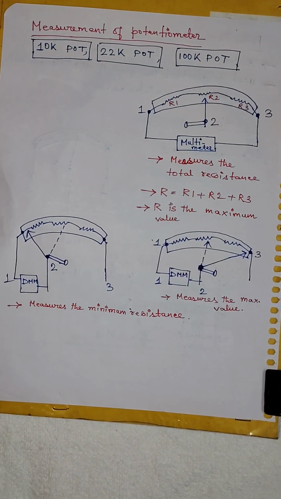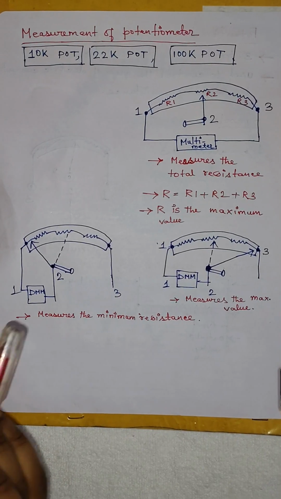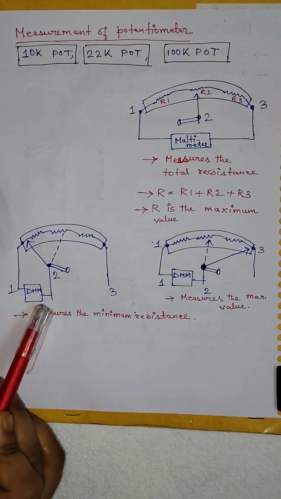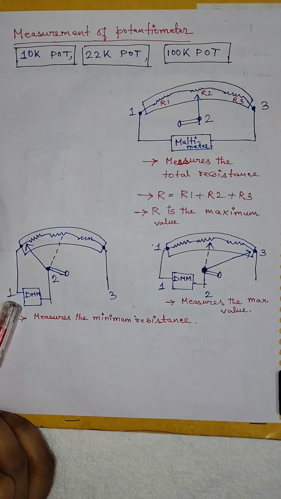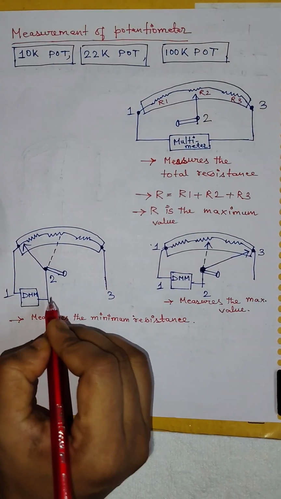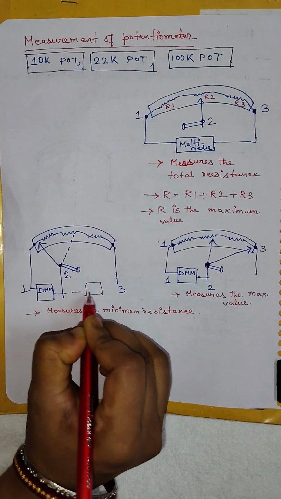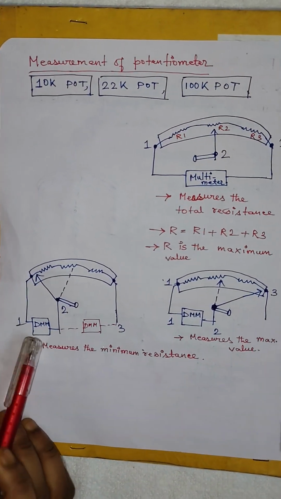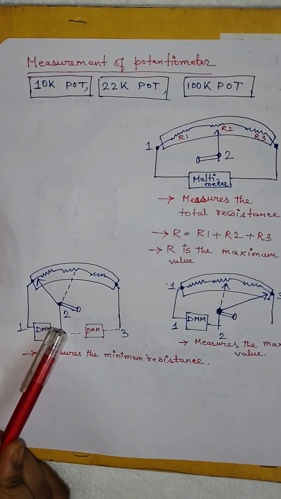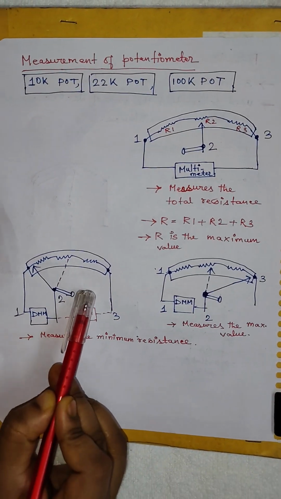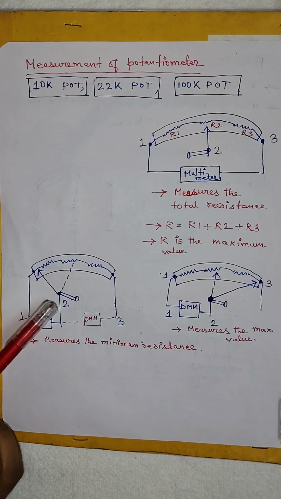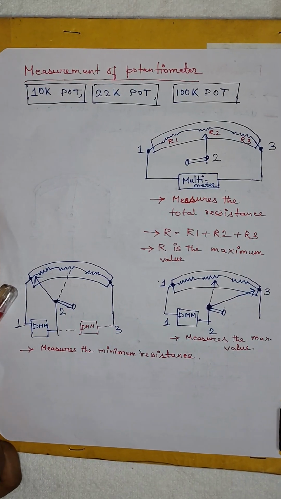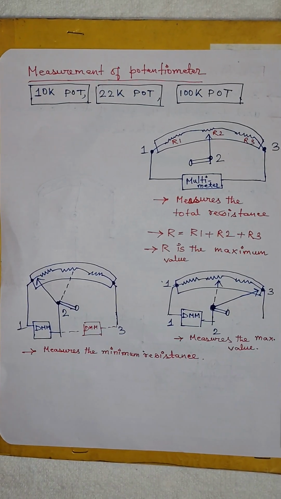Now if you want to measure the minimum resistance of a potentiometer, then your multimeter, or here it is represented as DMM. DMM means digital multimeter. You have to connect your DMM between terminal 1 or terminal 3 and the terminal 2. You can connect these two terminals also to measure the minimum resistance. When your DMM is connected between the fixed terminal 1 and sliding terminal 2, then by varying this knob, your variable contact position should be placed at the minimum end towards the terminal 1. Then DMM will measure the minimum resistance value.